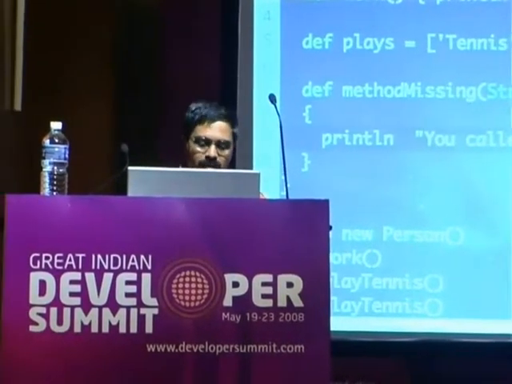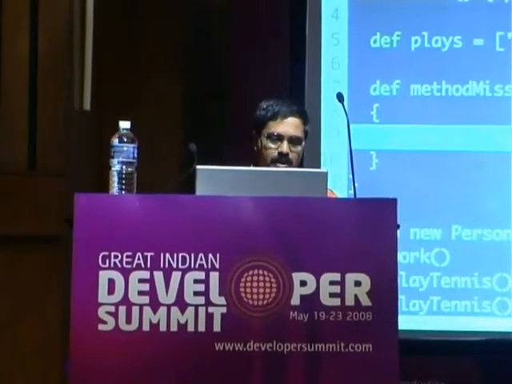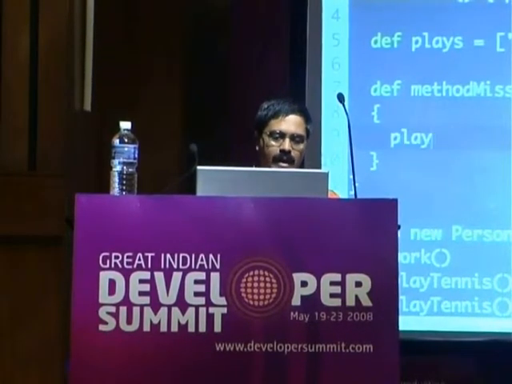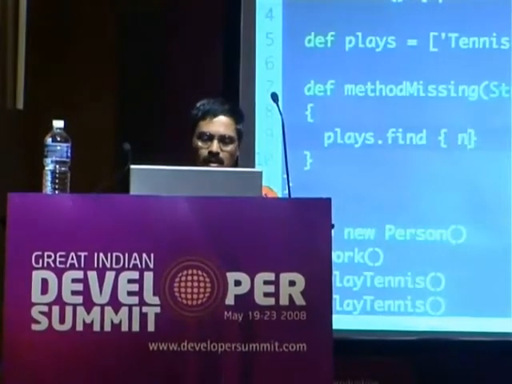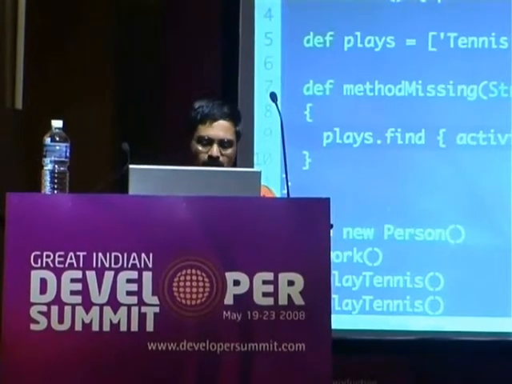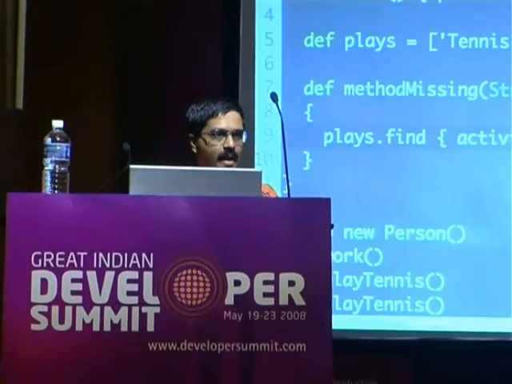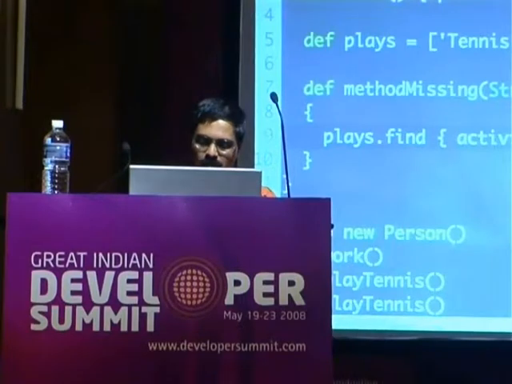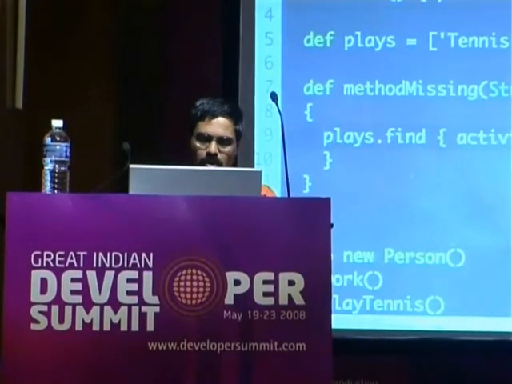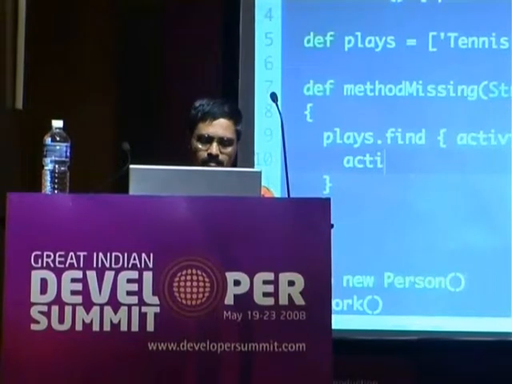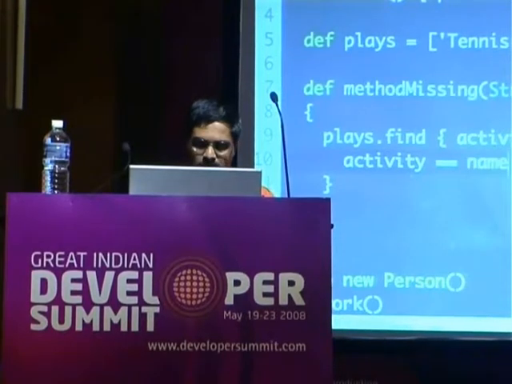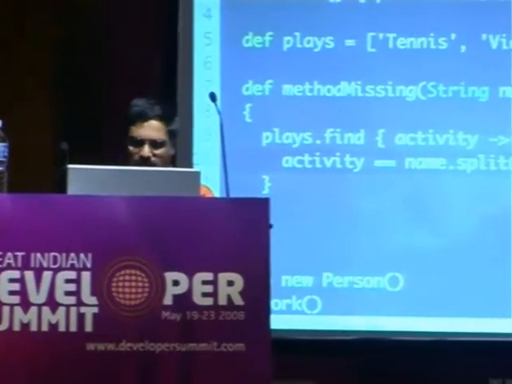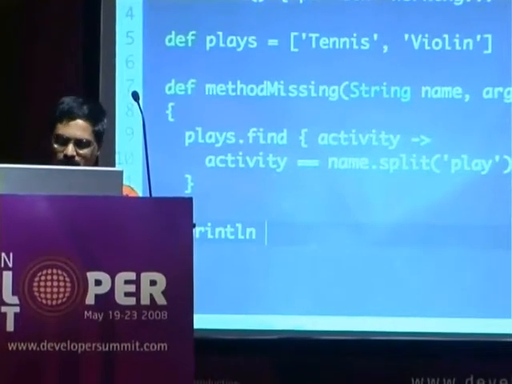Now what I can do in this method is, I could do some actions like this. I could do something like plays.find, right? And then I have a name of a method that I'm going to find. So this is the activity, right? I could ask it, do you support this particular activity? So I could say return, activity equals name.split, and I could say split on play and get me the first element, right? We'll take baby steps. So I'm going to say print that particular value.